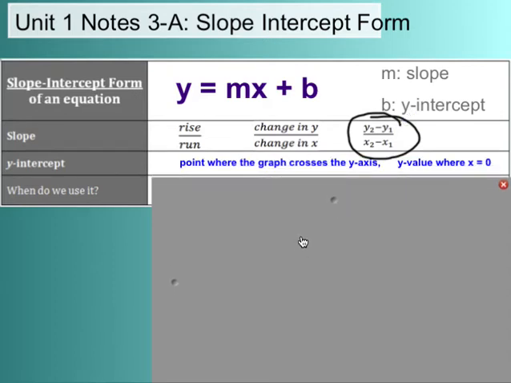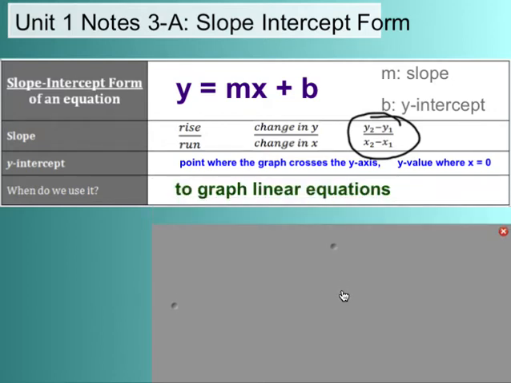What is the y-intercept? Well, the y-intercept is the point where it crosses the y-axis. It's also the y value when x is equal to 0. So if x is equal to 0, that's how we can get our y-intercept. Last but not least, when do we use it? We're going to use it to graph linear equations. So slope-intercept form is used the most for graphing. We're going to do a little bit of graphing today, but we're going to do even more of it as the notes progress. So let's take a look at a couple examples of slope-intercept form.